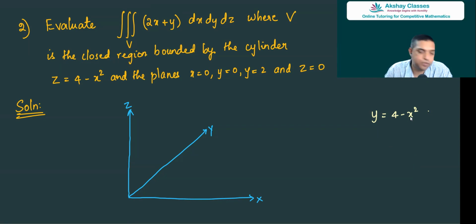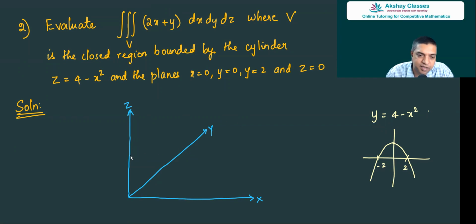The maximum value of this parabola is 4. This y will be 4. So if we remember this curve, it will be like this. At x equal to 2 and x equal to minus 2, the value of y will be 0. Similarly, z is equal to 4 minus x square is a parabola like that. This is 4 and this is 2.